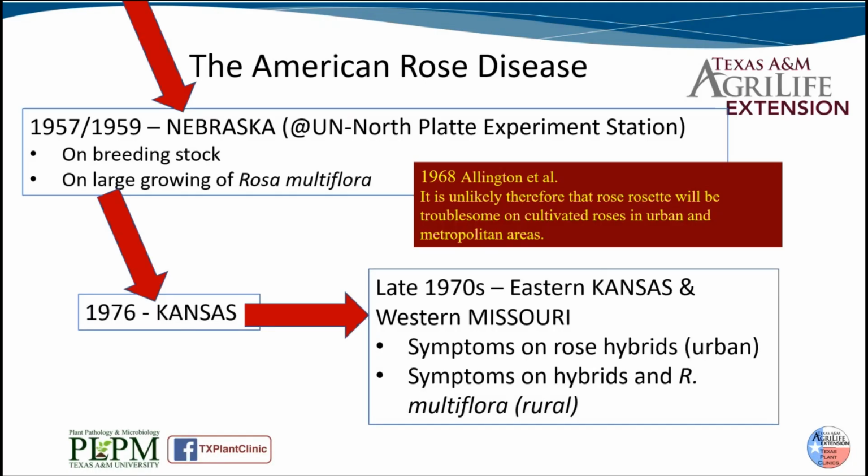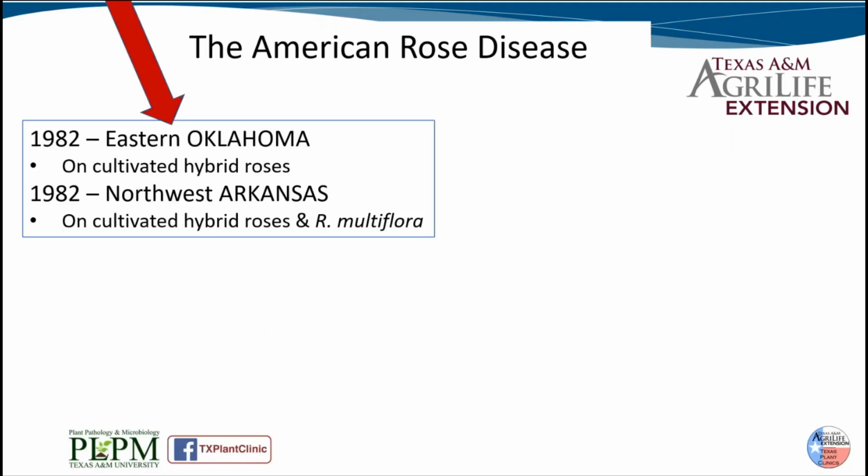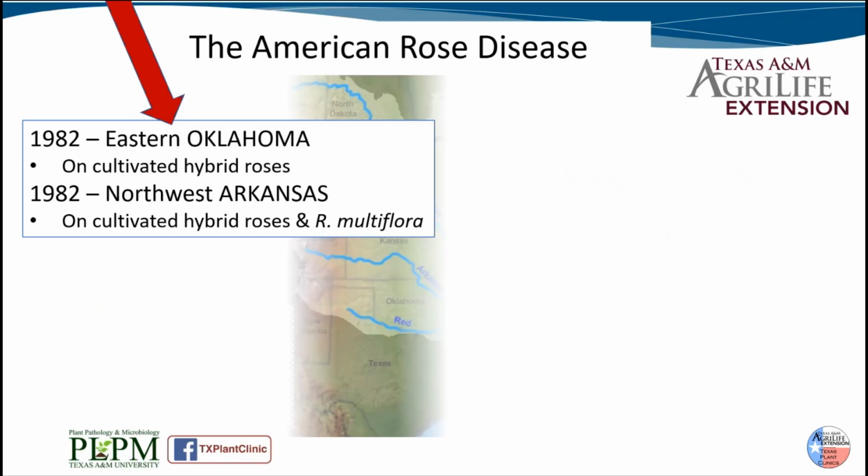I said that I'm not ever going to be a plant pathologist who says something like that and ends up 20, 30, 40 years later eating my words. Unfortunately, I've already made that mistake at least once with a tough grass disease. So I guess that's what plagues some of us that work with diseases. Moving forward, 82 is in Oklahoma on cultivated hybrids, and also reports from Northwest Arkansas.